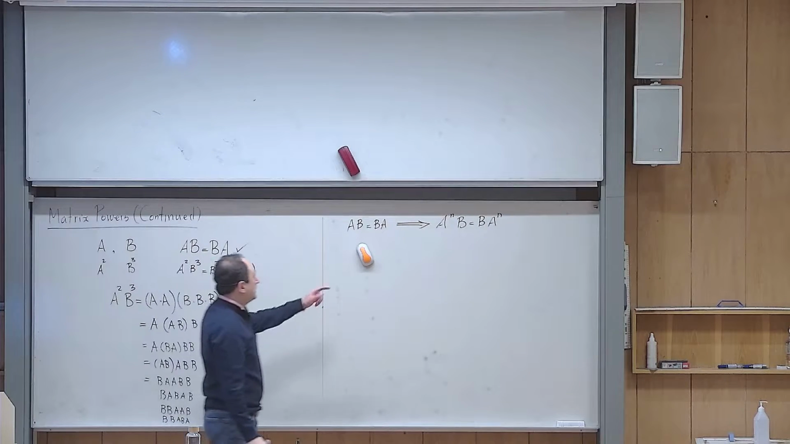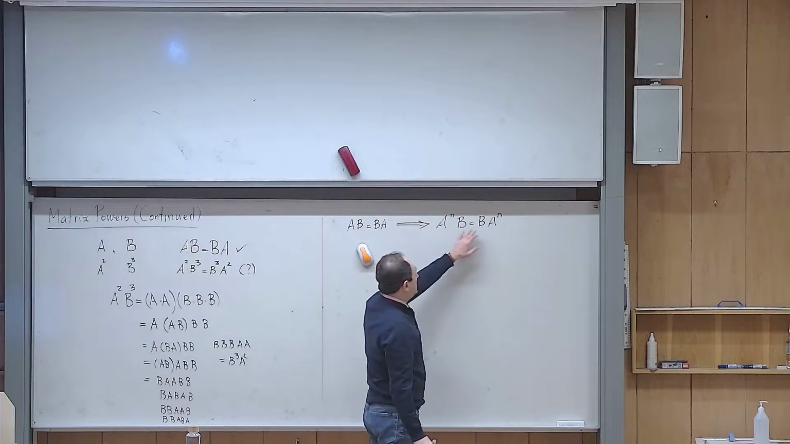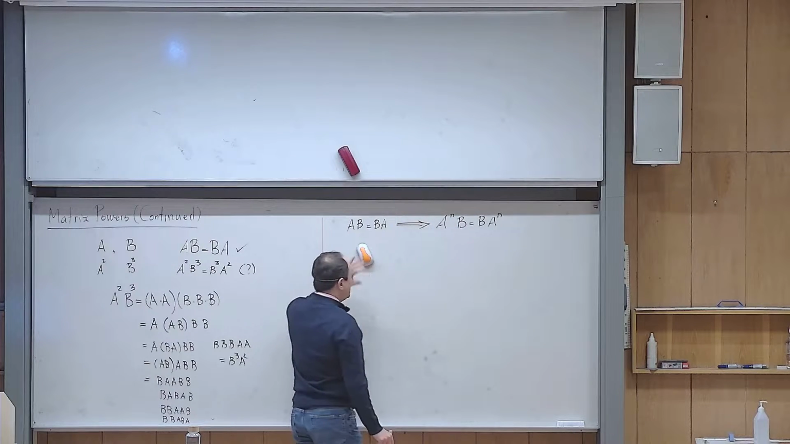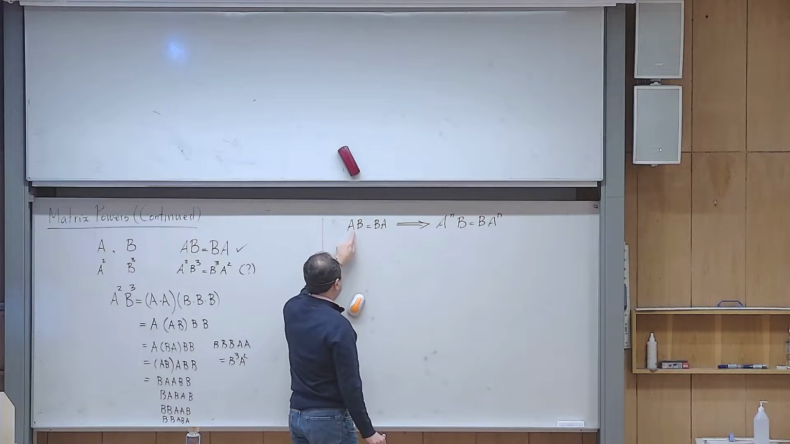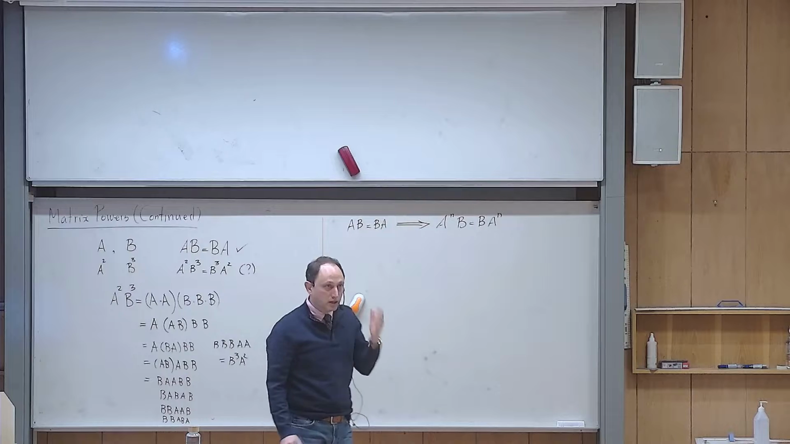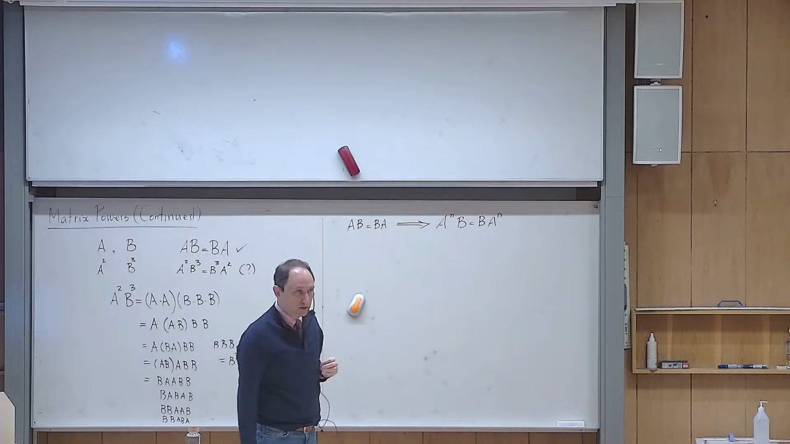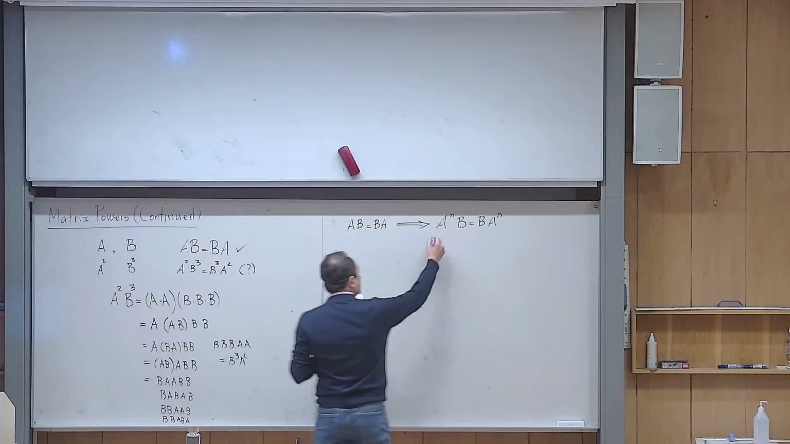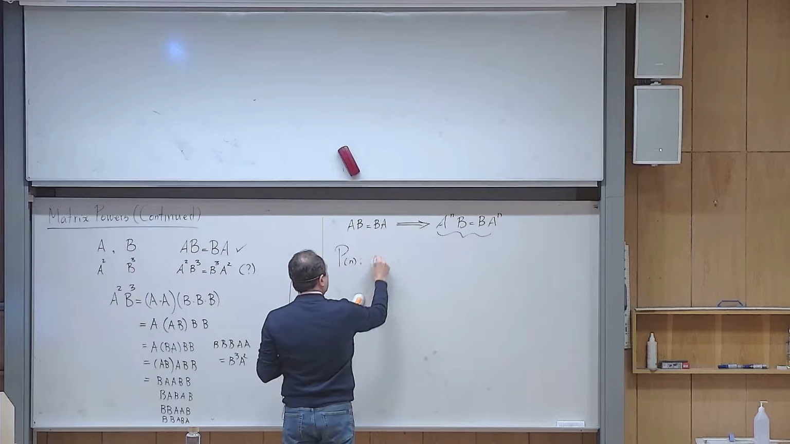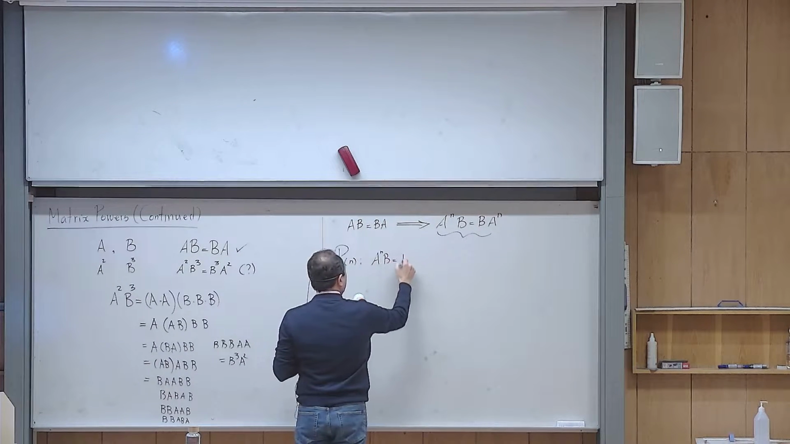So what I am doing, I am keeping B the same, but I am raising A to some power n. I want to convince you first that if this is true, that is also true for any n. For this I can use mathematical induction. My goal is to prove this, so let me call it P(n): A^n B equals B A^n.